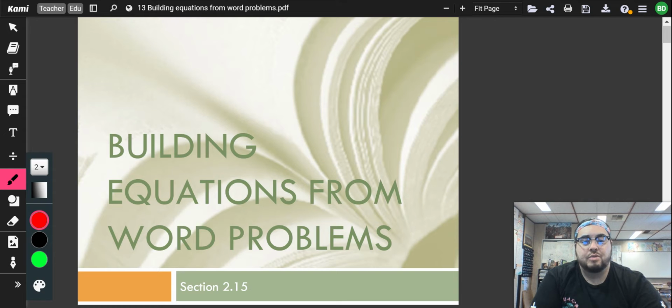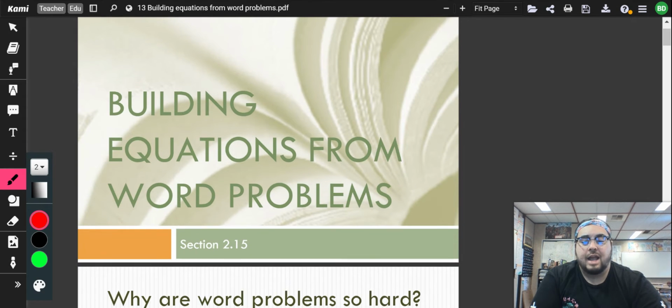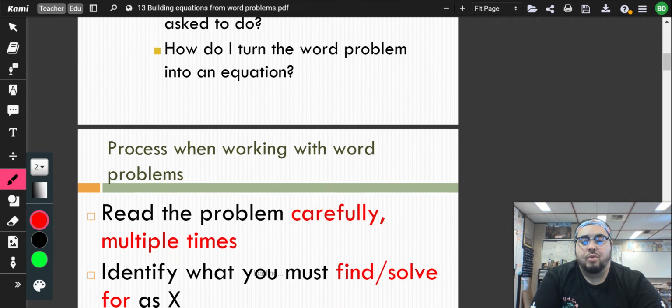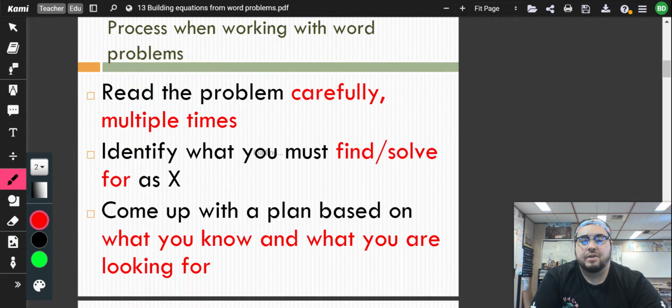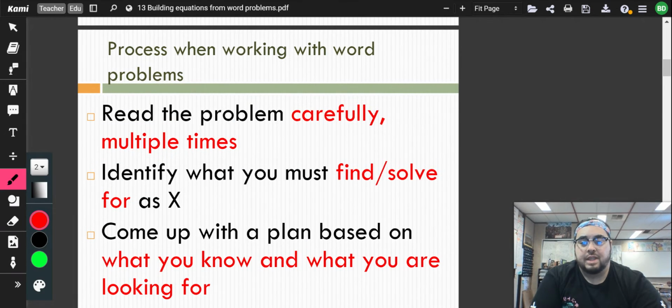We are going to be going through these problems and looking at how we can figure out a procedure for solving them. Okay, so this is what I do. Whenever I have a word problem, I read it carefully multiple times. I identify what I'm actually trying to solve for. That's usually going to be our variable, and we're using x as our default. And then we're going to come up with a plan based on what you know. What are you given in the problem to help you solve for that value of x?